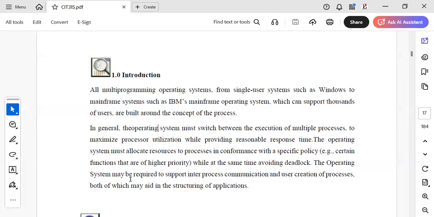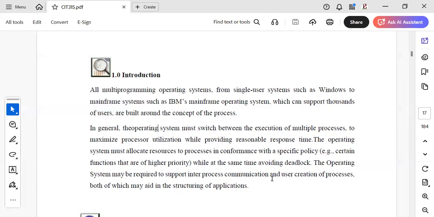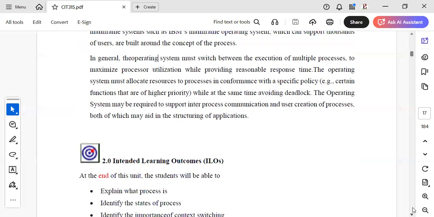The operating system may be required to support inter-process communication and user creation of processes, both of which may aid in the structuring of applications. This is a very clear thing. I don't think it's something we should dwell much on. The picture is clear, it's an introduction.